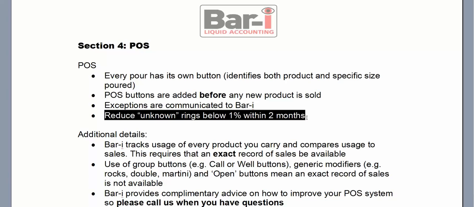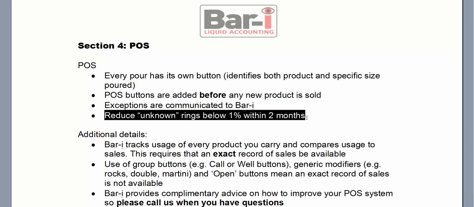An example is if you use generic rocks modifiers. So at most bars, because the point of sale is programmed in a kind of not an optimal way, when you ring up a Jack Daniels on the rocks, you first press the Jack Daniels button, and that indicates to us an ounce and a half of product is being poured, and then you press a generic modifier which perhaps adds $2 or $3, and that modifier will just be called rocks or on the rocks.